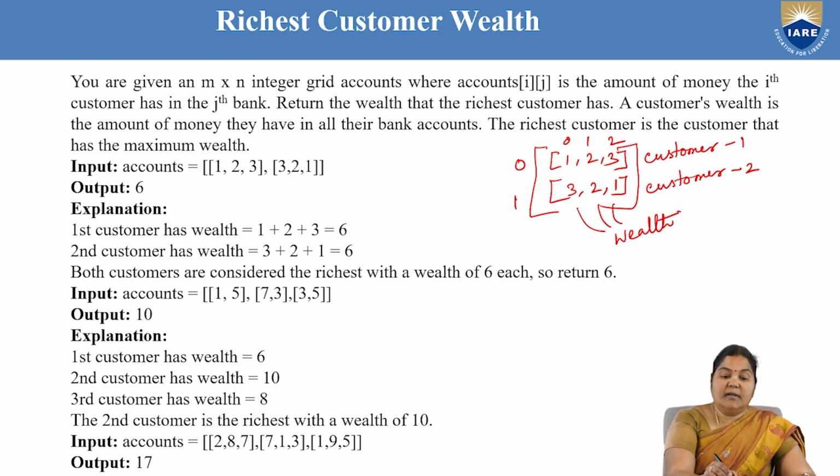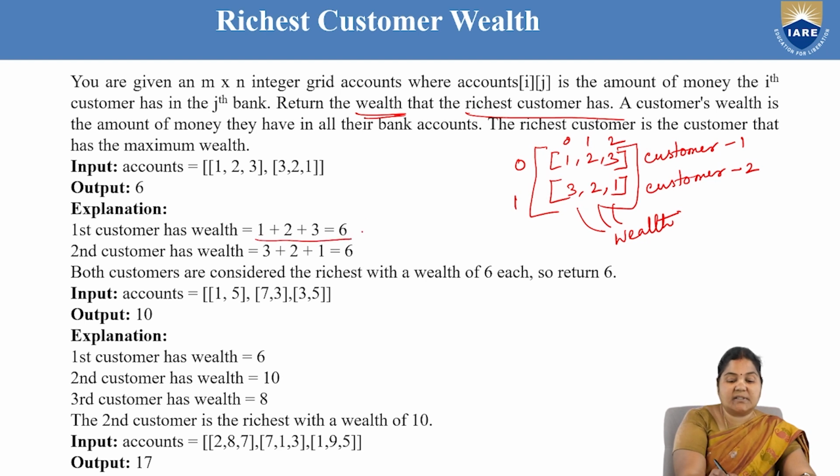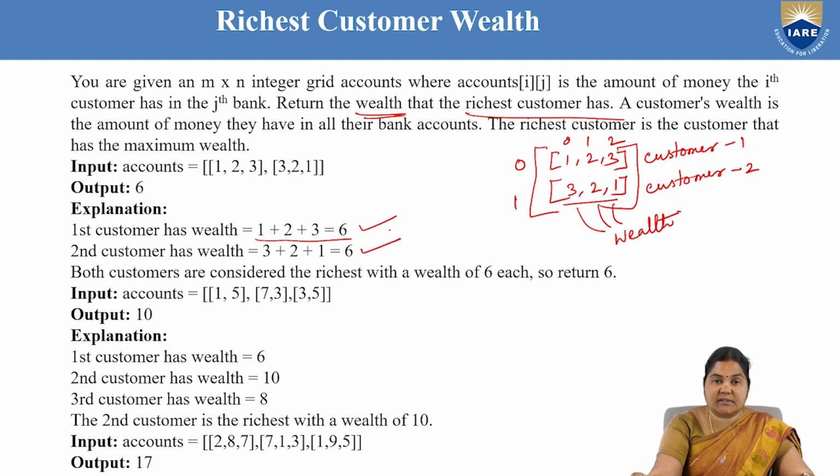Now return the wealth that the richest customer has. So what is the wealth that customer 1 is having? Customer 1 is having the wealth 1 plus 2 plus 3, it is having wealth 6. Customer 2 is having the wealth 3 plus 2 plus 1, it is also 6. Okay. So both the customers are considered to be richest because both have the same wealth. So return 6 as the total wealth.